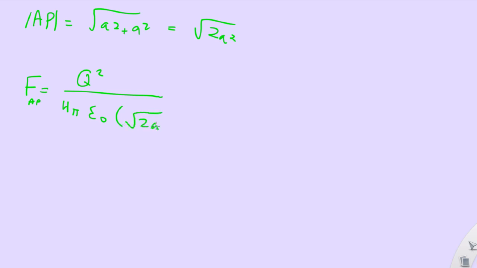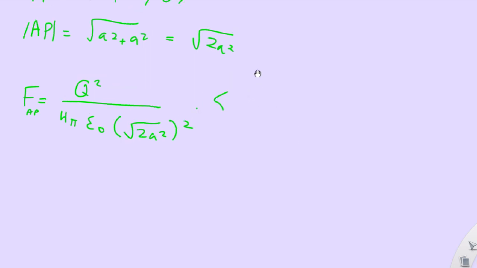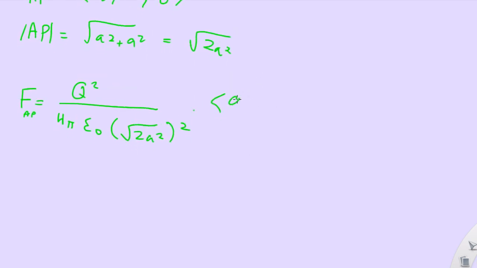Square root of 2A squared squared times. Shoot, I already forgot what the vector looks like. A0. Okay, so A0. Take a sip of tea real quick. Over the square root of 2A squared.